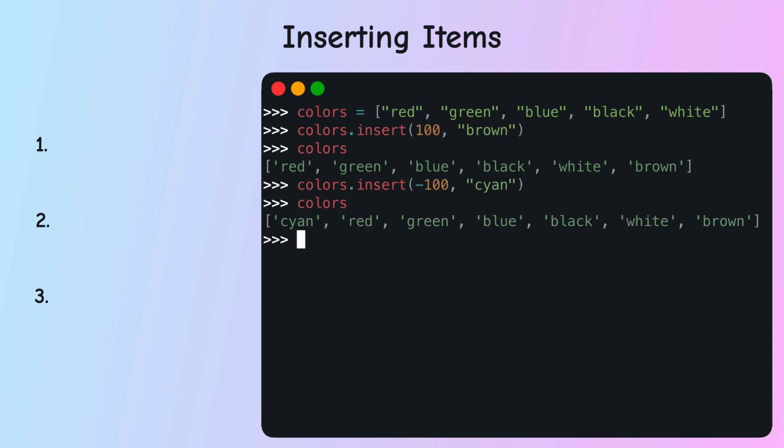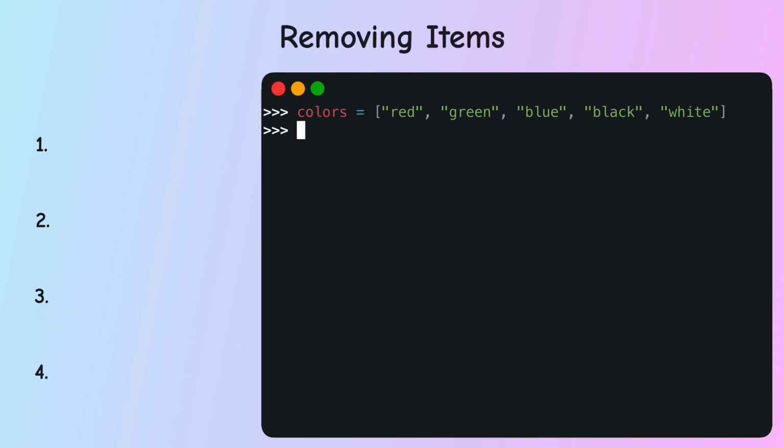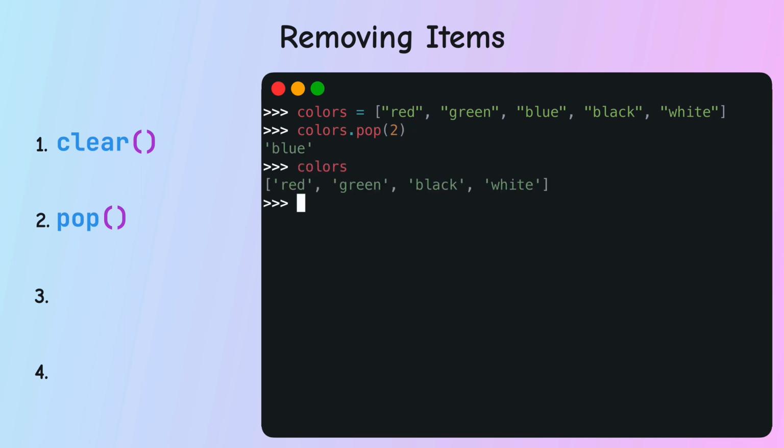To remove items from a list, there are actually 4 methods. First of all, if you want to clear out all the elements in a list, you can use the clear method. Instead, if you want to remove one element from a specific location, you can use the pop method. Pop method takes an integer as an argument for which index you want to pop. Additionally, the pop method gives you back the popped element, which you can print or assign to a variable.